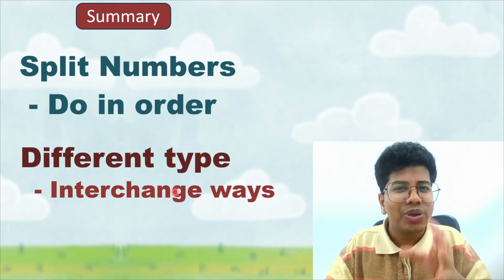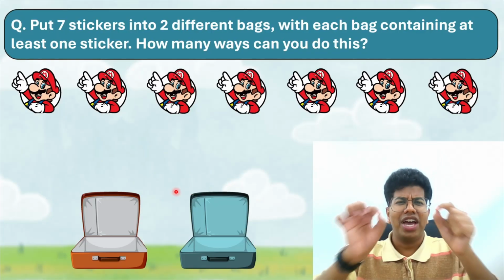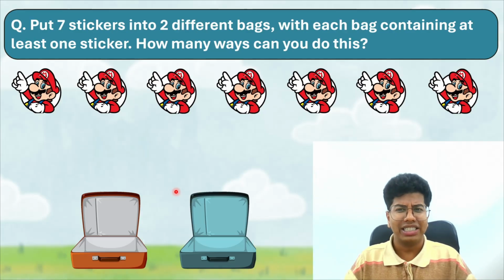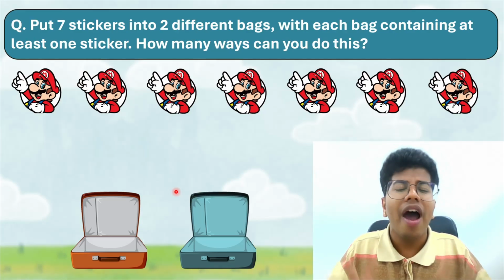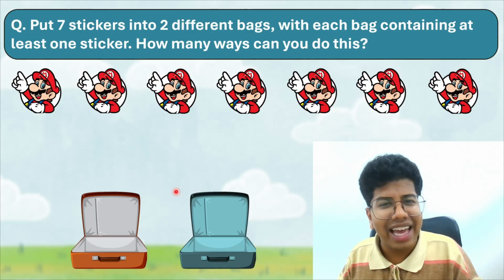Now if you have understood the video very well, the question, the type, you can try this question. Now here the question is about 7 stickers. You have to distribute them in 2 different bags. How many ways are there?